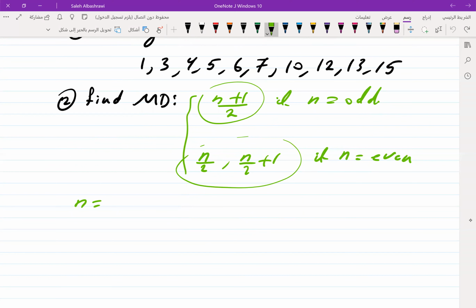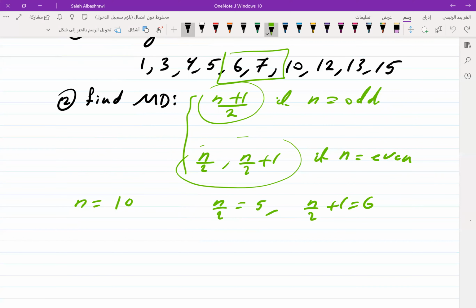N is equal to 10, which means in this case we will take n by 2 equal to 5 and n by 2 plus 1, which is equal to 6. So 1, 2, 3, 4, 5, and 6. It will be the average of 6 and 7. It's one way to find the median.